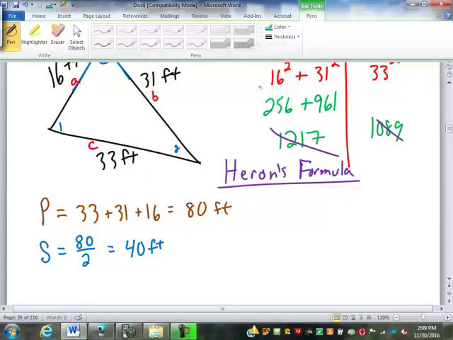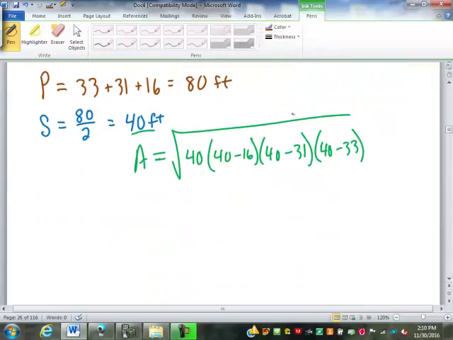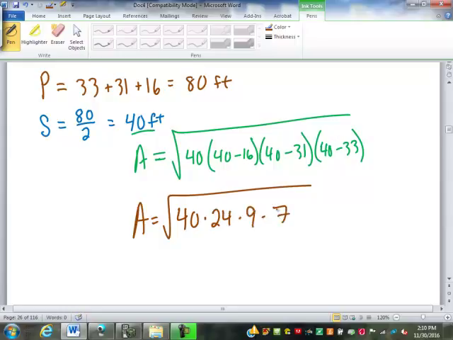That's going to help. Because once you found the semi-perimeter, Huron defined the area to be the square root of S, which is your semi-perimeter of 40, times S minus the length of side A, so 40 minus 16, times S minus the length of side B, so 40 minus 31, and times S minus the length of side C, so 40 minus 33. So this is the square root of 40 times, if I subtract there, that's 24, times 9 times 7.